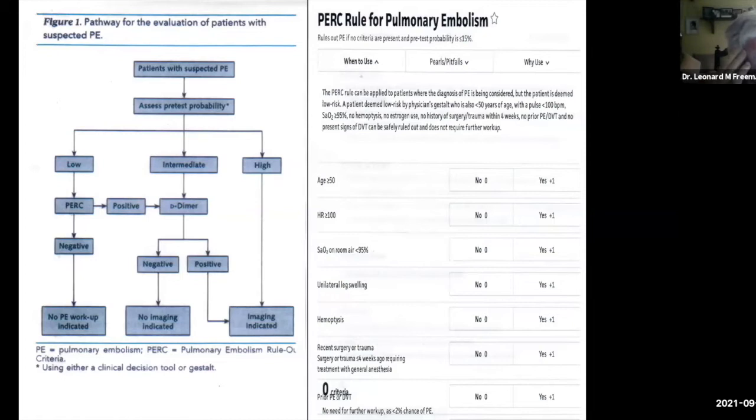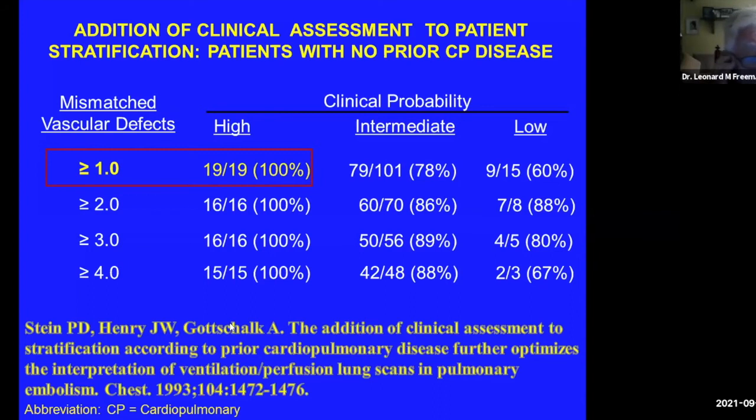If a patient's got a low pretest probability and the PERC criteria, pulmonary embolism rule-out criteria, are positive, you do a D-dimer, okay? The D-dimer is negative, you don't need anything. The D-dimer is positive, then you should proceed to do a study. And of course, if the pretest probability is high, all the way on the right there, you need an imaging study and you should go on and perform one.